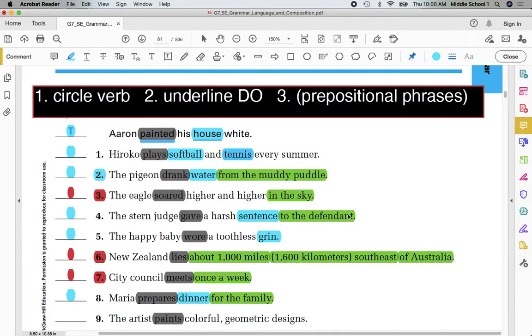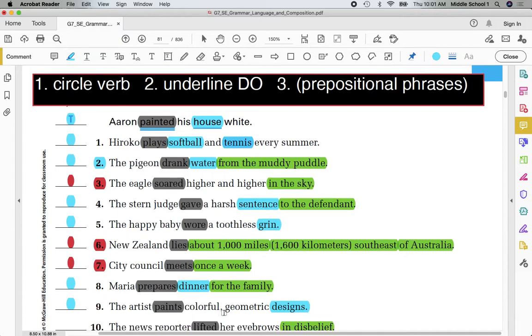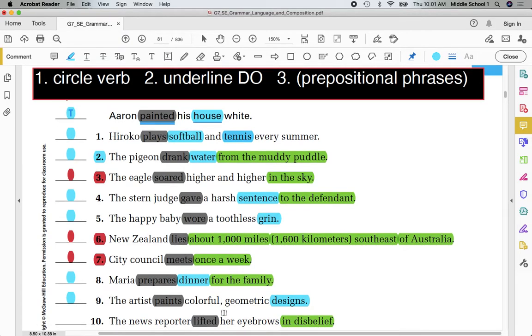On to number 9. The artist painted colorful geometric designs. I have no prepositional phrase. Ask yourself the question, paints what? What did the artist paint? Designs. Transitive. I'm confused. What are these? Well, these words describe what kind of designs. Painted what designs?